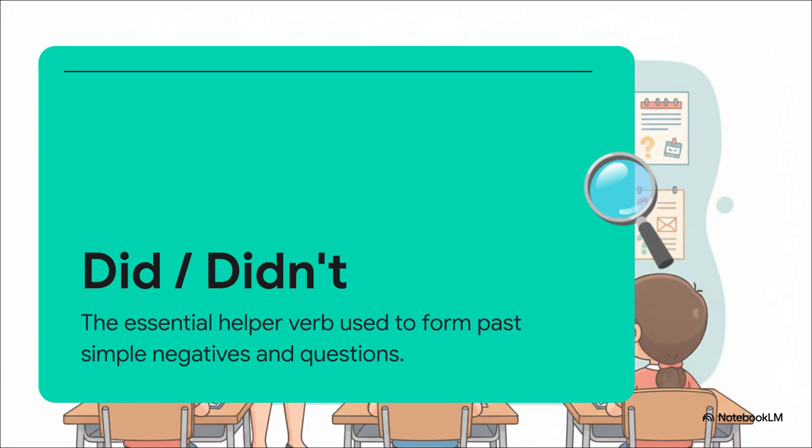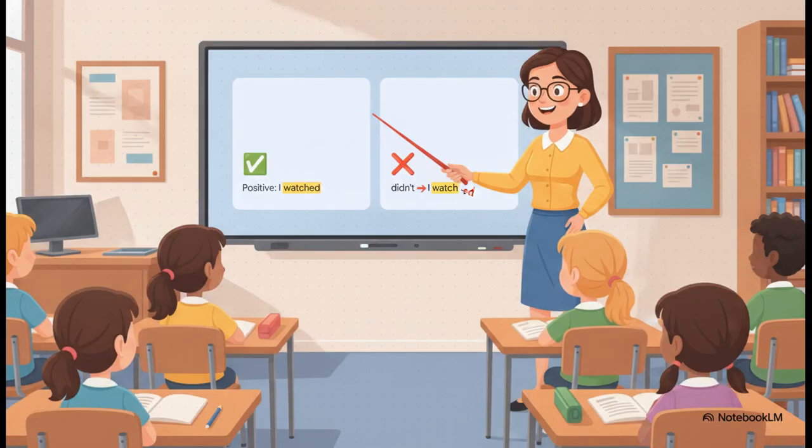And because did is already in the past tense, it frees up your main action word to just chill in its basic original form. This is a super common trap, so look closely at this comparison. The positive statement is I watched, with that ed ending, but for the negative, it becomes I didn't watch. Notice what happened to the word watch? The ed vanished. We never, ever say, I didn't watched. You cannot have a double past tense. The didn't already tells us we're in the past, so the main verb just resets to its base form.